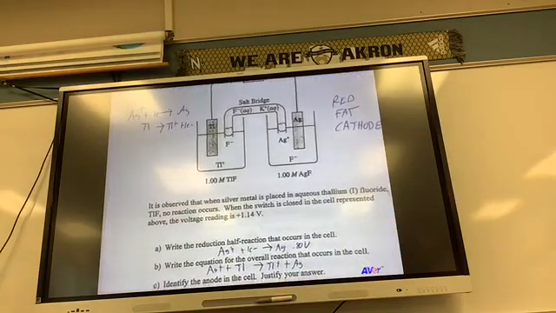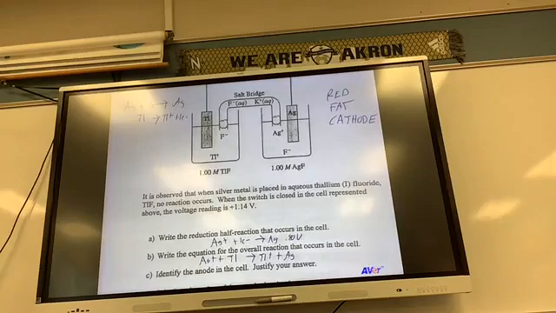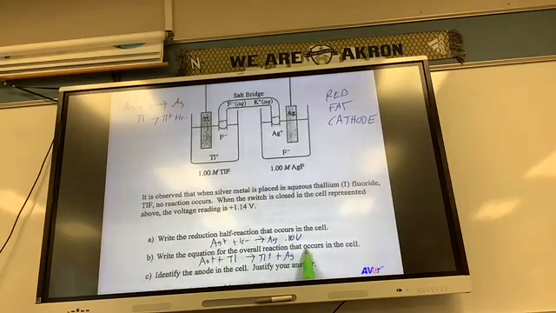This way? Okay. Does it make sense how I identified that silver was going to be the more positive one? I took the 1.14 minus that, and that gave me 0.34. Yes? Therefore, that is definitely smaller than silver. Okay.